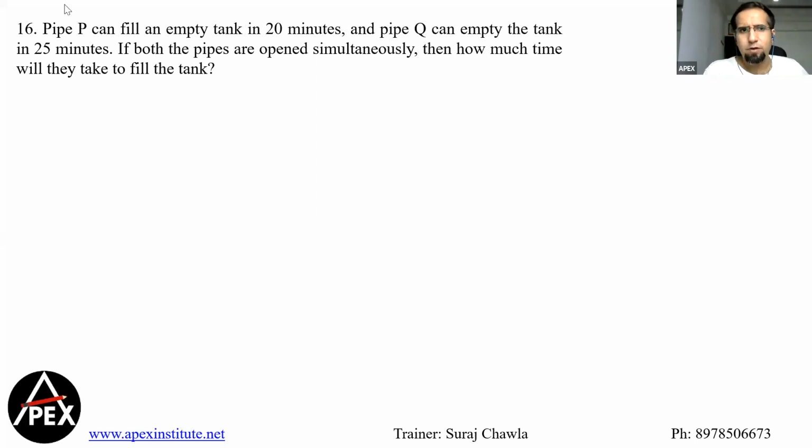The only thing to observe here is pipe P can fill an empty tank in 20 minutes. So pipe P is taking 20 minutes to fill. Now, pipe Q can empty the tank in 25 minutes. That means pipe Q is leaking out.